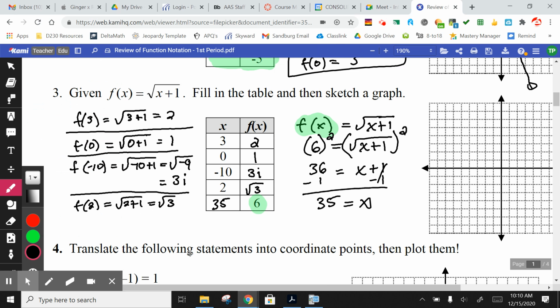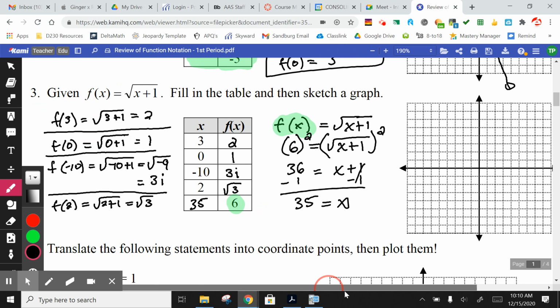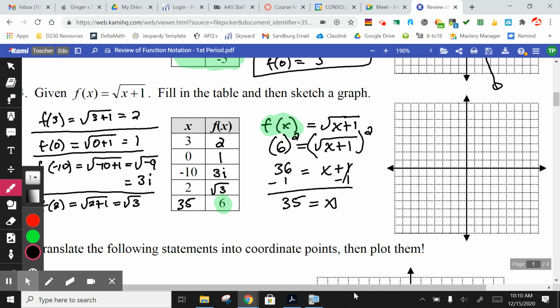Okay, so 3, 2 is easy. That shouldn't be an issue. So 3, 2 would be right here. 0, 1 is easy, although I did it wrong, so maybe not so easy. Real quick, so 0, 1 is here.